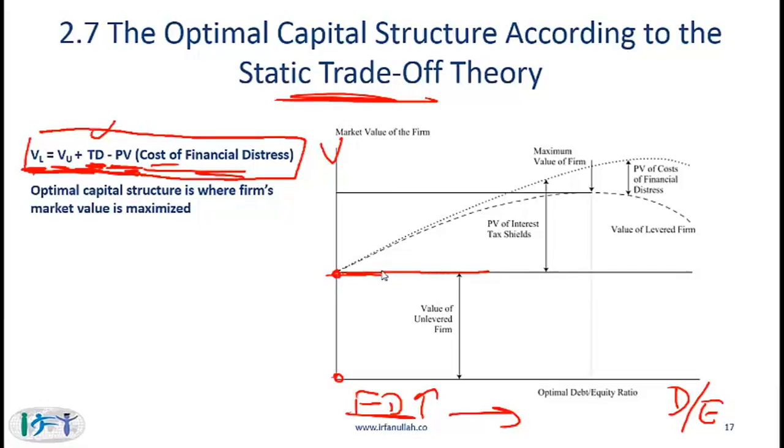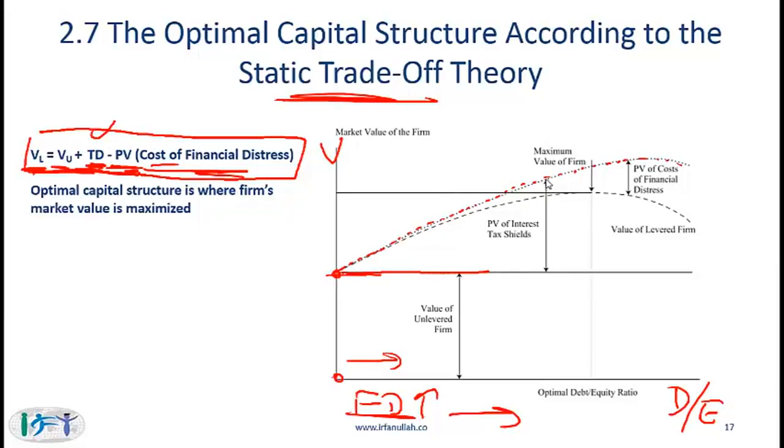Given a world where we have taxes, and given a world where interest payments are tax deductible, what will happen as the debt to equity ratio increases? What will happen to the value of a firm? This dotted line over here represents the value of a firm in a world where we do not have a cost of financial distress. So value goes up as we take on more debt because interest payments are tax deductible. So this line over here represents the value of a firm where we do not have financial distress.